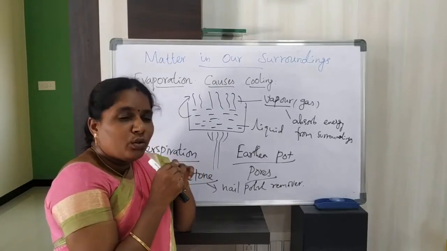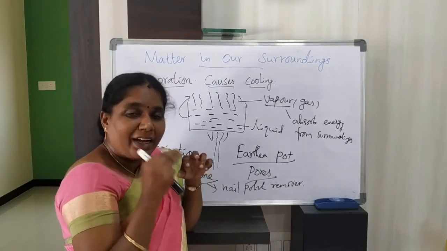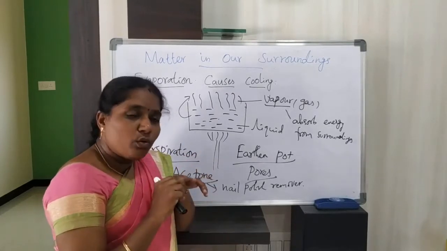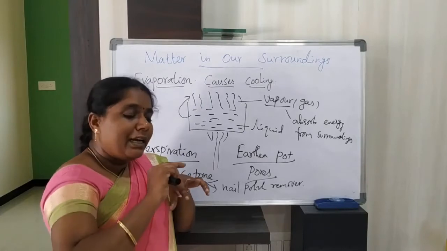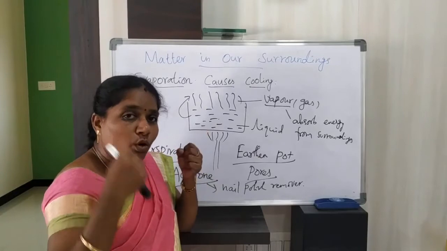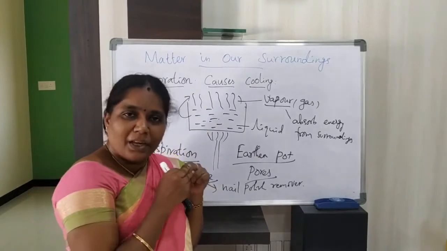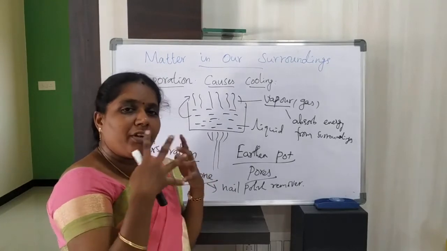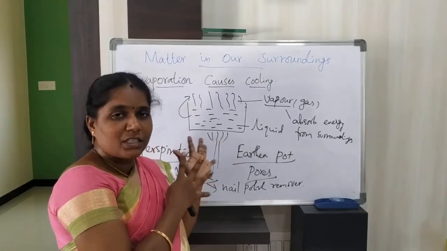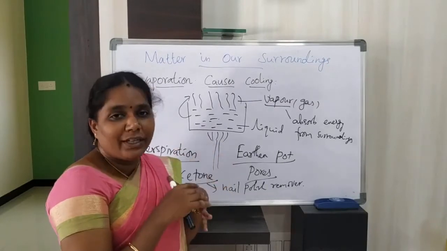We feel cool, chill, in that place. We feel cool because that substance is called acetone. If you are using acetone on nail polish, it acts as a remover. In the same way, we feel cold in that place. Why are we feeling that chillness? Because evaporation causes cooling. Because of the latent heat of vaporization, we are feeling cold in that place.